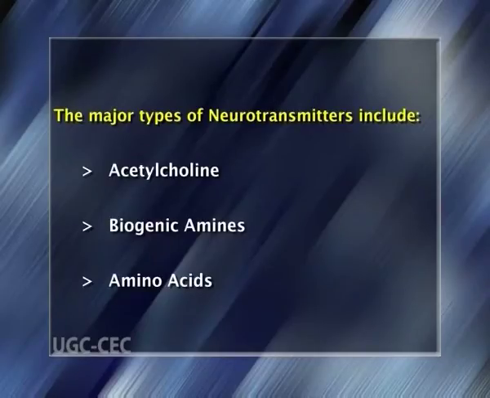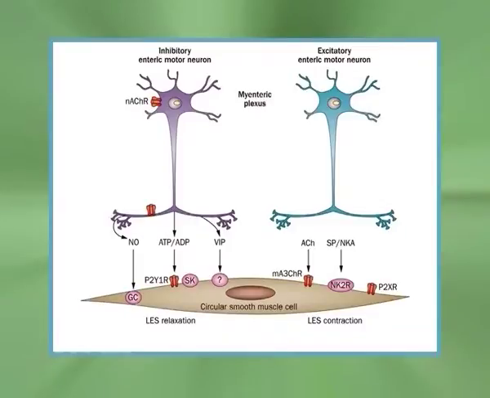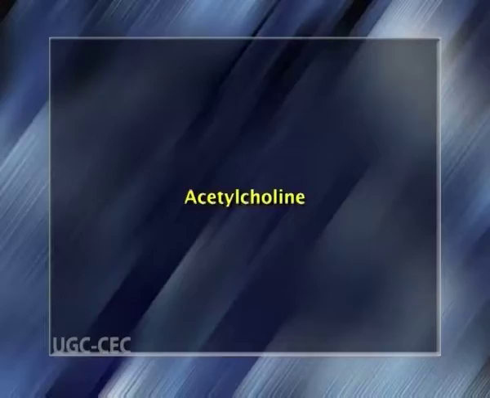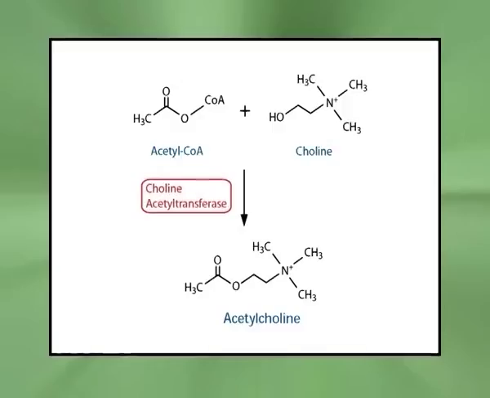Neurotransmitters fall into several chemical classes based on the molecular structure. The major types of neurotransmitters include acetylcholine, biogenic amines, and amino acids. The neurotransmitters can also be classified based on function, that is excitatory or inhibitory, and action, that is direct or neuromodulatory. Now let us discuss acetylcholine as a neurotransmitter.